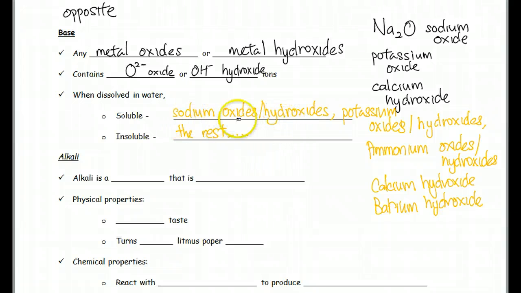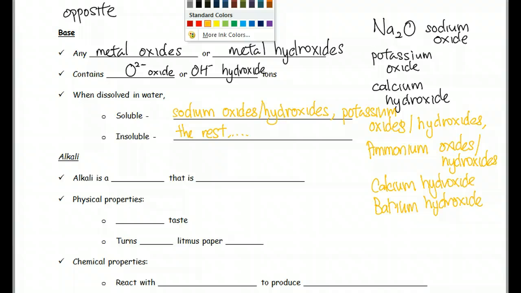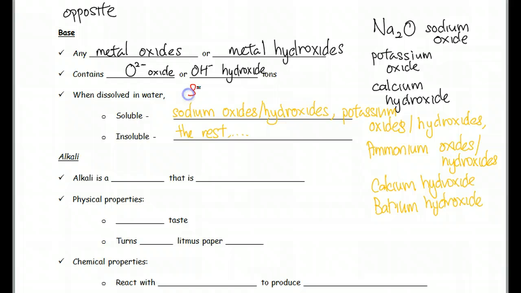Now, to memorize which bases are soluble, you can remember it in this form here. Let's use red color. It's SPA hydroxides, SPA oxides. Or we can think of it as SPA oxides plus SPA CB hydroxides.